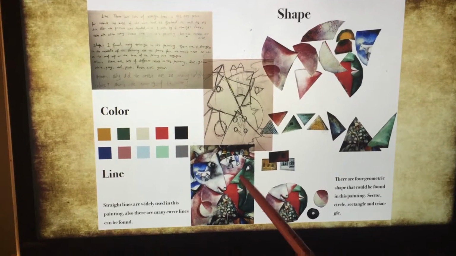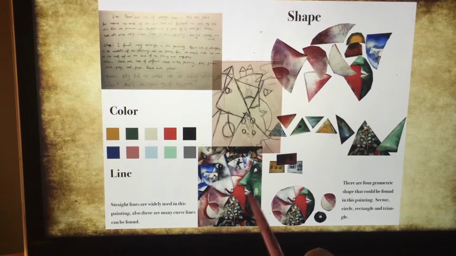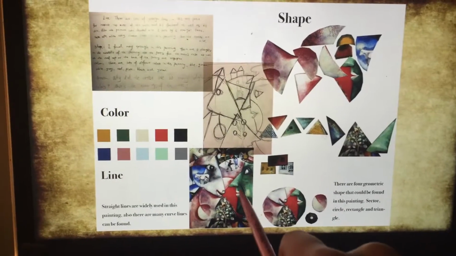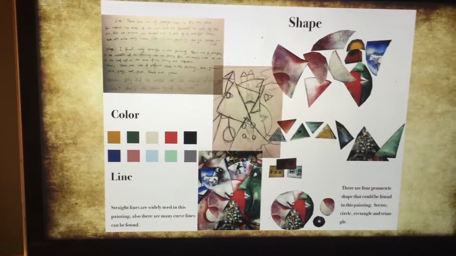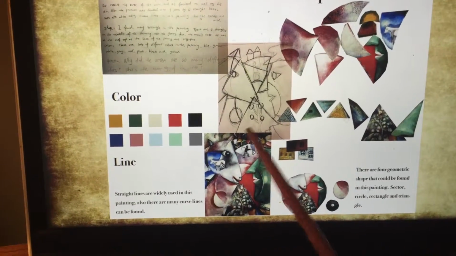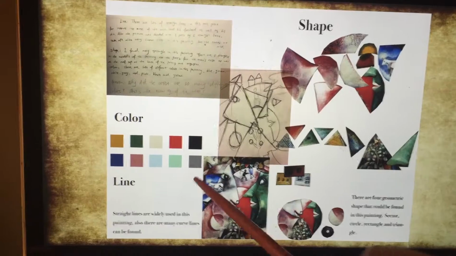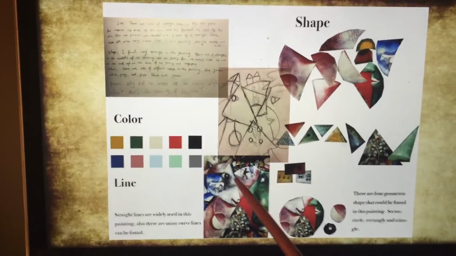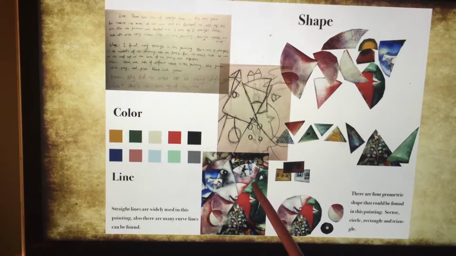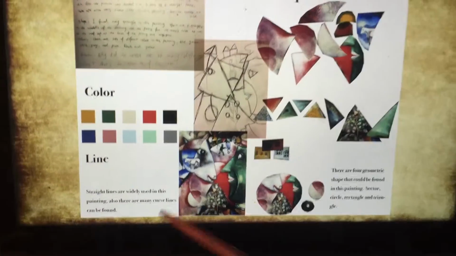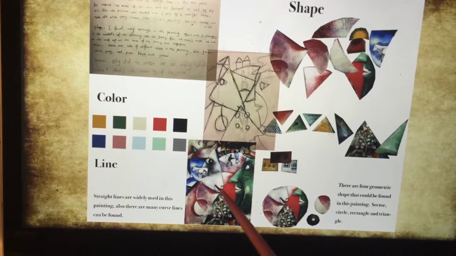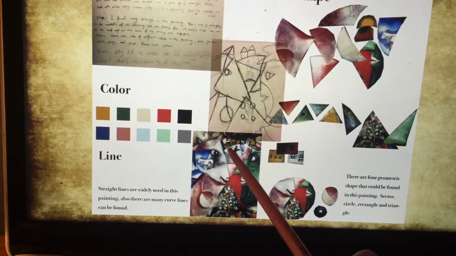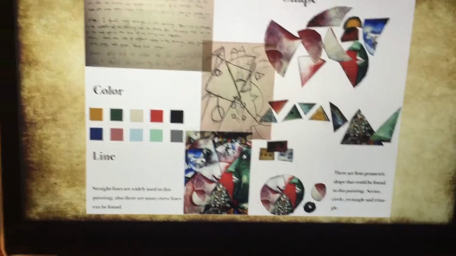Also, I collect the color of the painting and basically just this color, and I think there's some more, but the basic color of these, so they are very obvious, and the lines, as I said, most of them are straight lines, and also there's lots of curved lines.